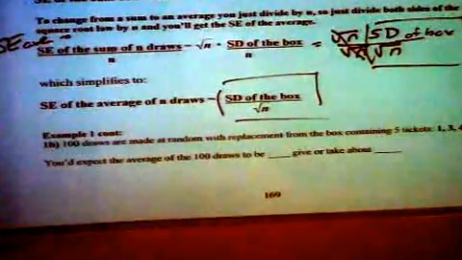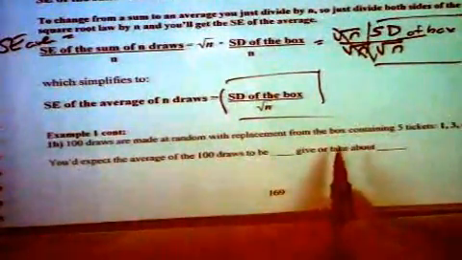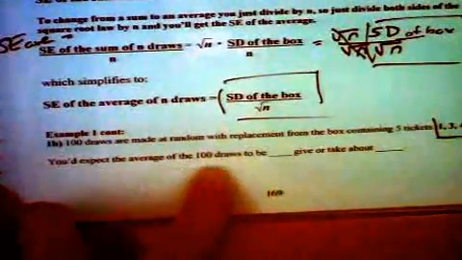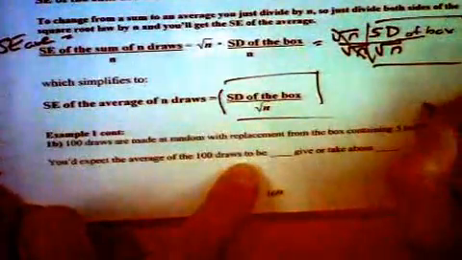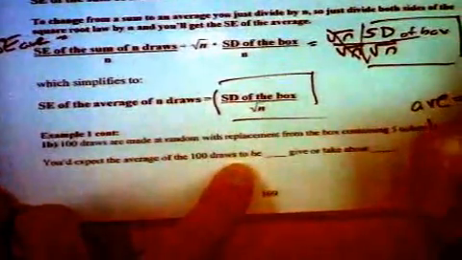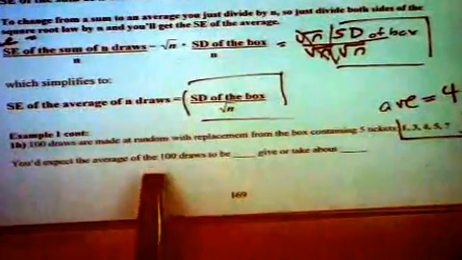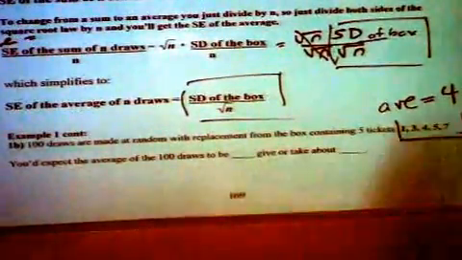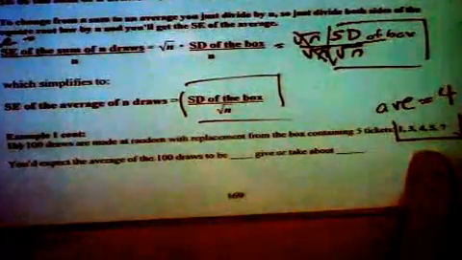So for example, 100 draws are made at random with replacement from a box containing these tickets. There we go. You'd expect the average, let's write what the average of these are. The average is equal to 4. Okay? So what would you expect the average, oh, I should tell you what the standard deviation is too. What is the standard deviation here?